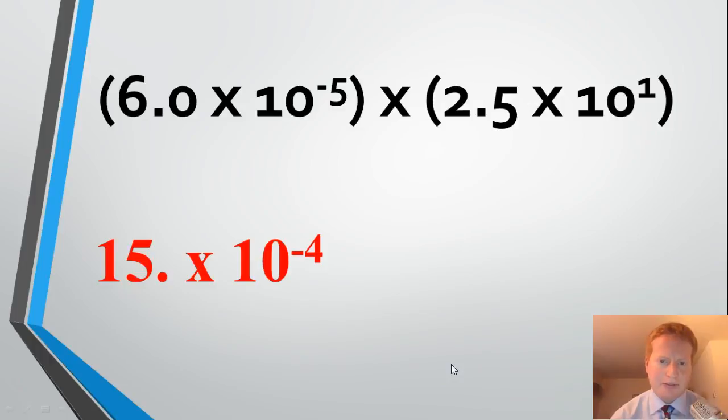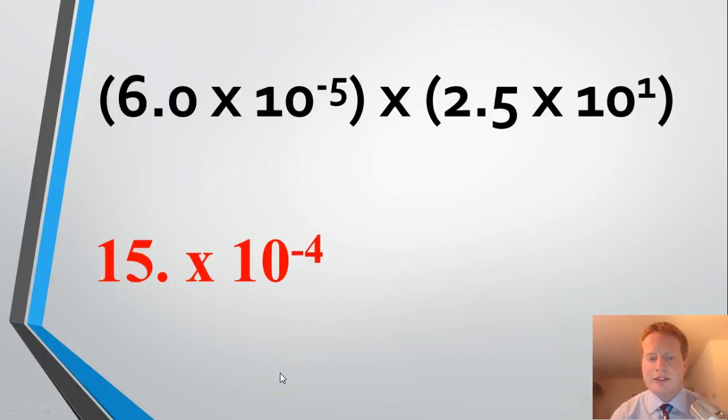Now, is this the final answer? So stop and think about this. Is this the answer we should have for scientific notation? No, this is not the right answer. This answer needs to be adjusted in order to be in proper scientific notation. Remember, the rule for scientific notation is that the number must be between 1 and 9, and this is a 15. Doesn't follow the rule.